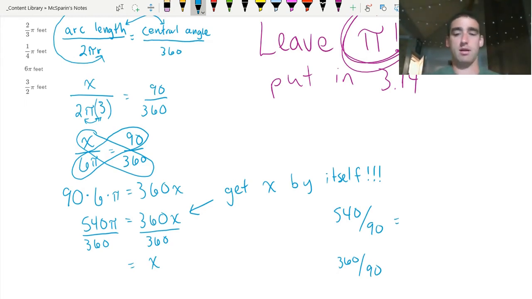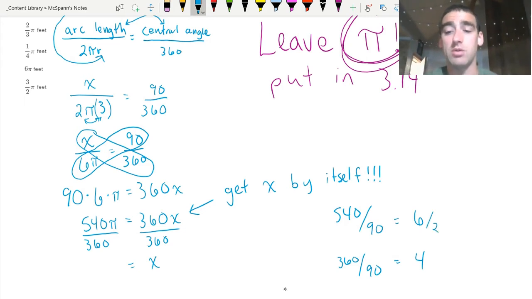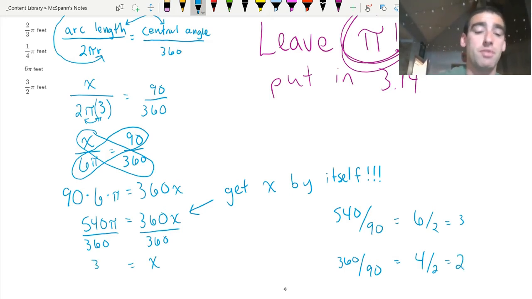So what do we get there? I'm just going to use my phone calculator. You guys, 540 divided by 90 is 6. 360 divided by 90 is 4. Okay, I can actually divide those again. So I'm going to divide that by 2. I'm going to divide that by 2. So 6 divided by 2 is 3. 4 divided by 2 is 2. So ultimately, this is going to be 3 pi over 2. So that's this answer right here.